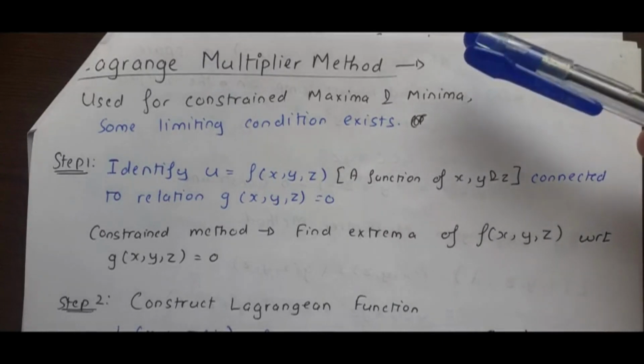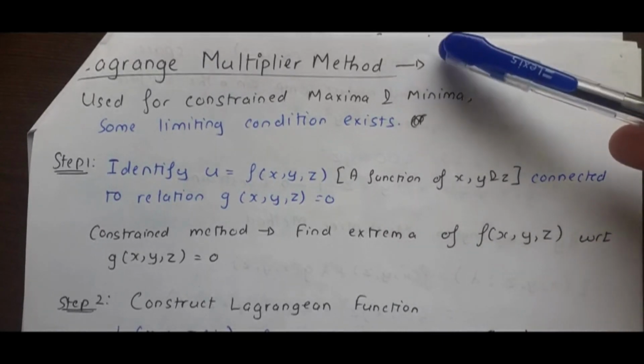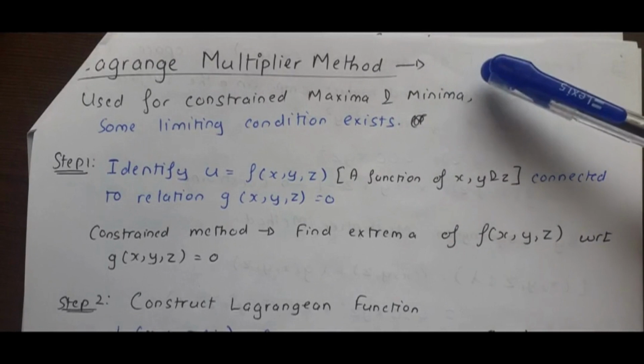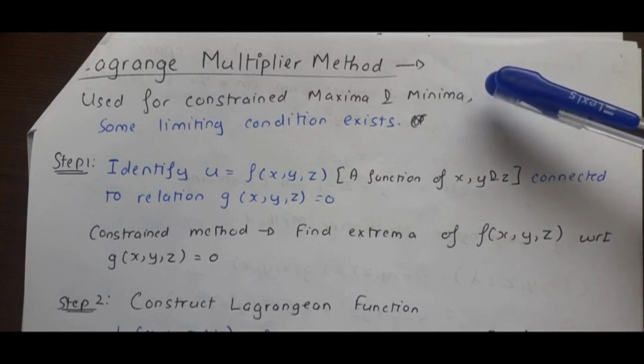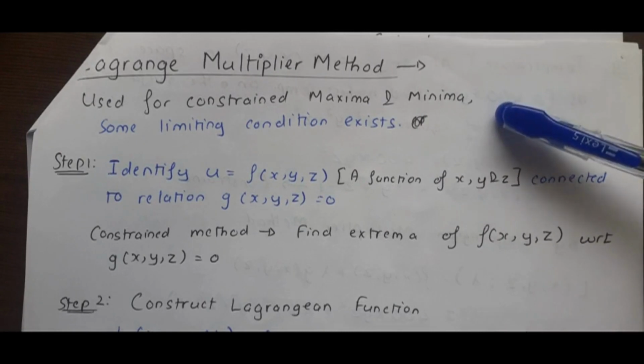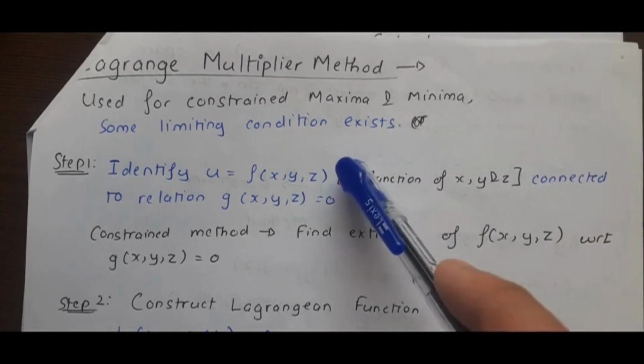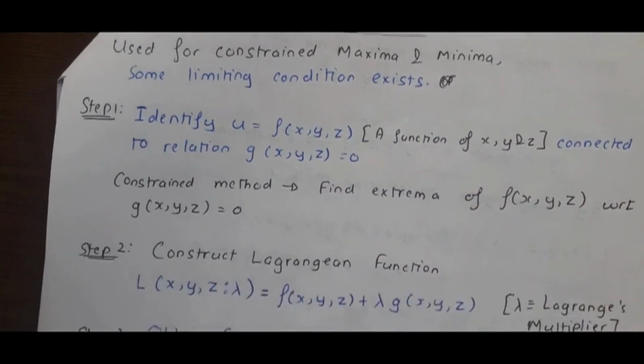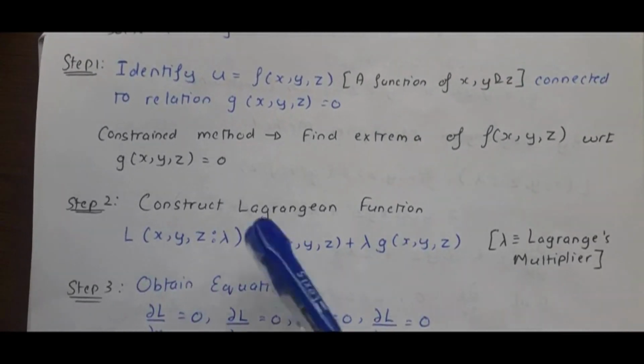Hello, welcome to the last part of the module, which is the Lagrange Multiplier Method. Now, we have already done Lagrange's method for a maximum and minimum. We use the multiplier method for a constrained maximum and minimum, that is, there's some condition which limits the area. So, how to solve it? Let's start with step 1.